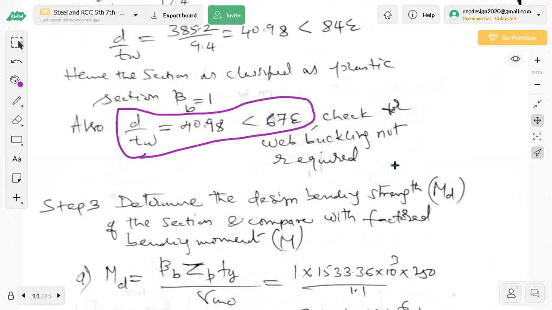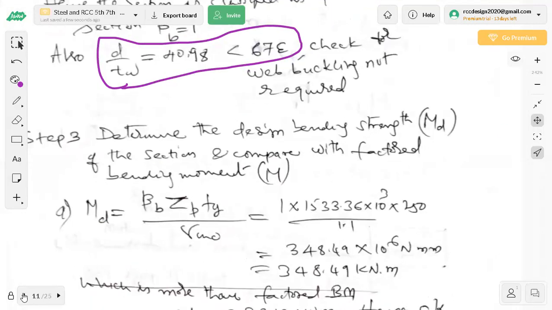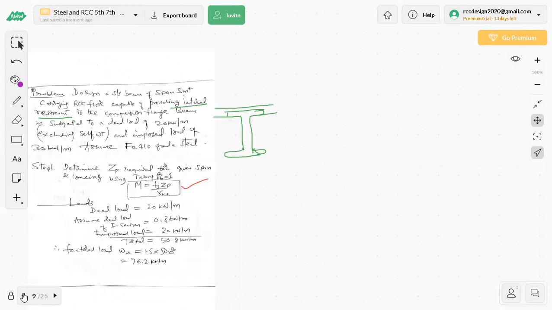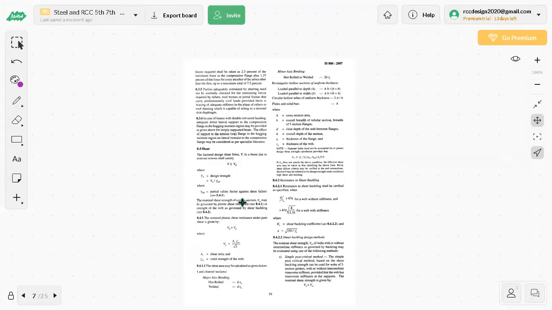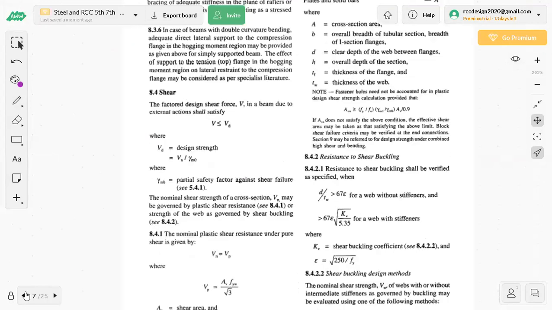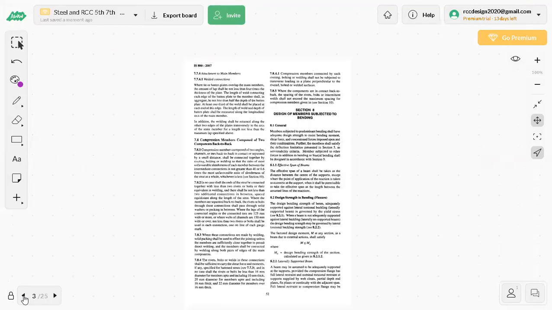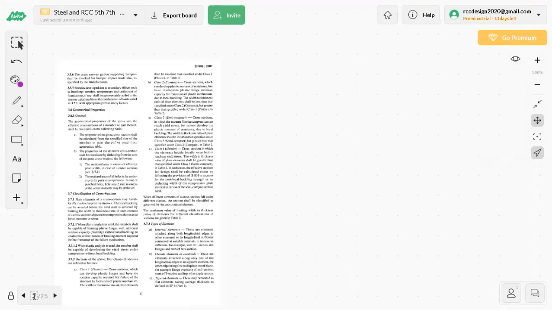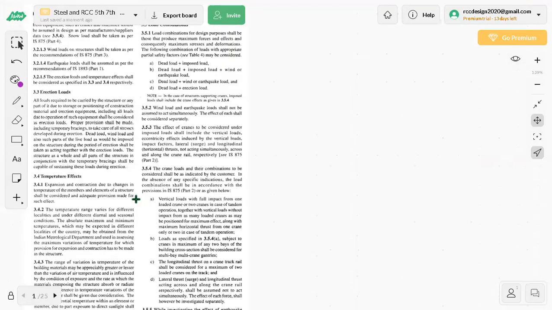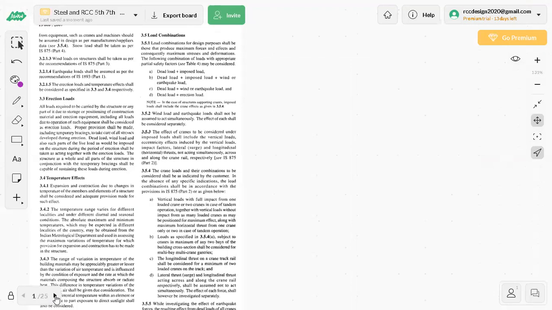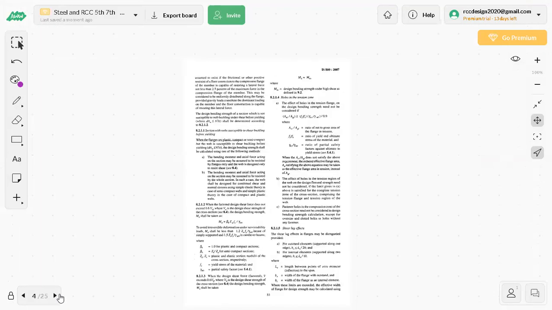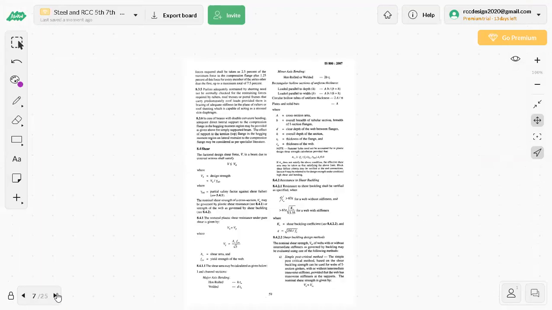Now the next step, I'll try to open this page. Actually, I'm not able to find this in the selected pages; the table is missing, I think. I'll open and show that one. Can anybody tell me which is the page number where I can check whether the section is plastic or what? Anybody has any idea here?